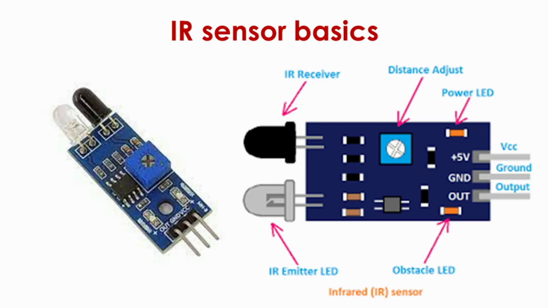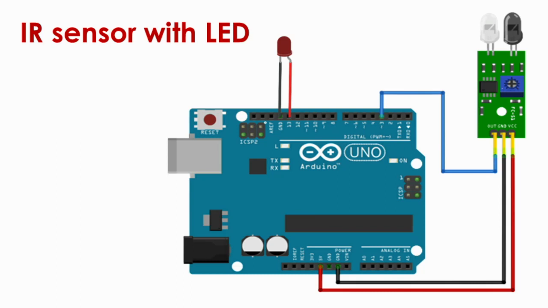The black LED is the IR receiver, so it receives, and the white LED on the bottom is the IR emitter LED. So what it does is, this white LED, the IR emitter LED, emits a light, and when you bring your hand in front of the sensor, the light that has been emitted by the IR emitter LED strikes your hand, and it bounces back, and the IR receiver, that is the black LED, will receive that light. Now this is a circuit diagram basically.